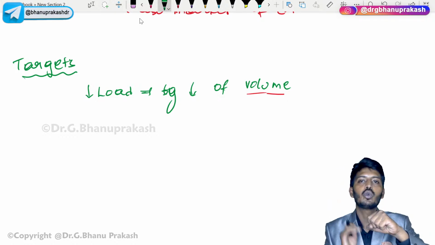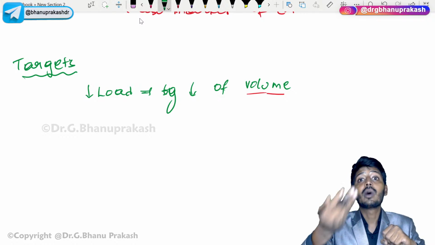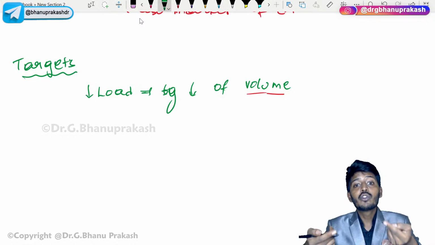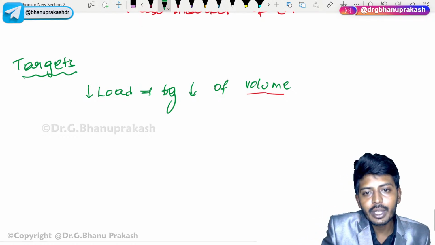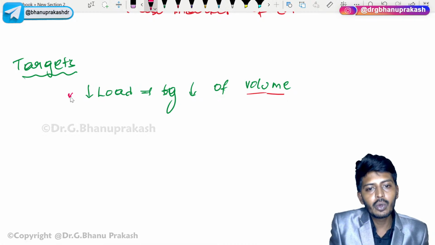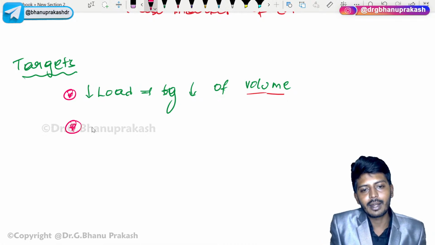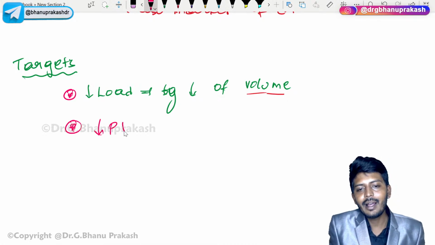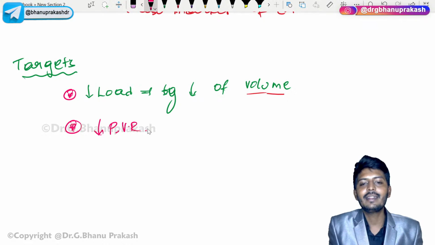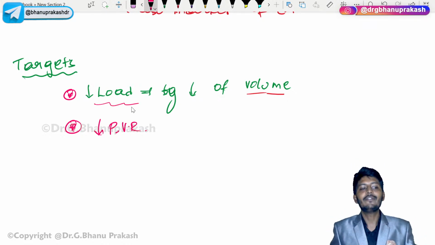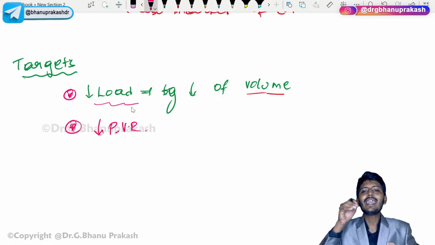To pump the blood through the blood vessel, your heart has to work more if there is a vasoconstriction. So we need to decrease, what is the next target? To decrease the peripheral vascular resistance. And if we need to decrease the load, what are we supposed to do?